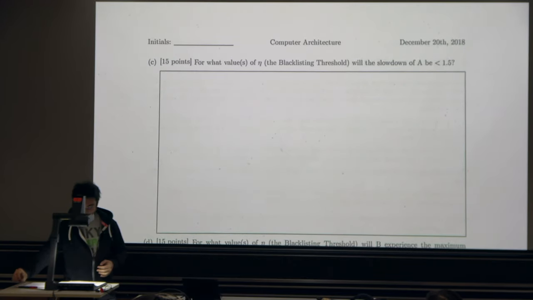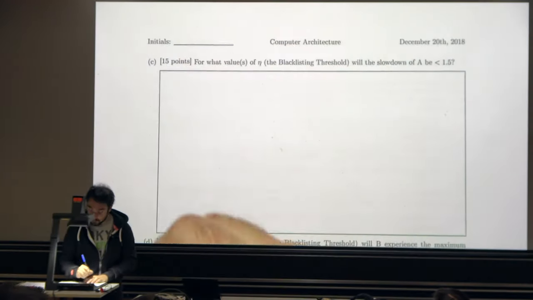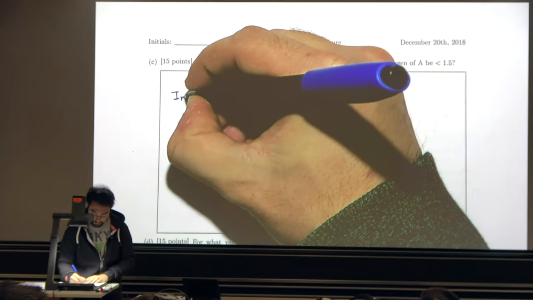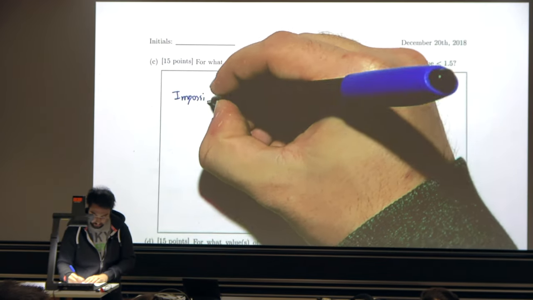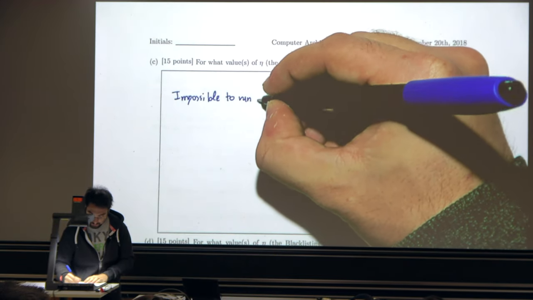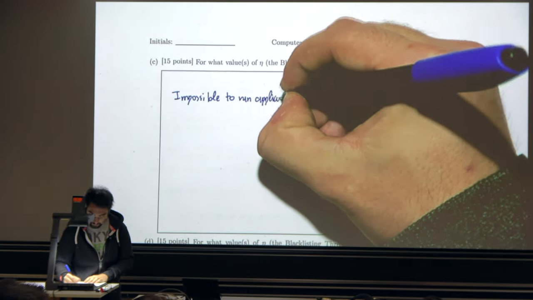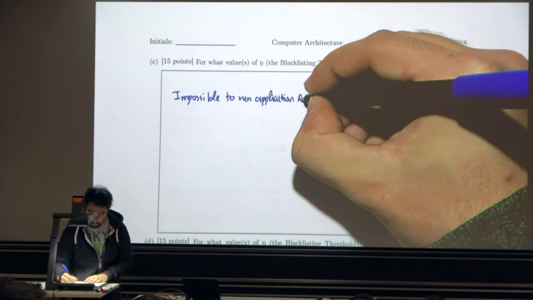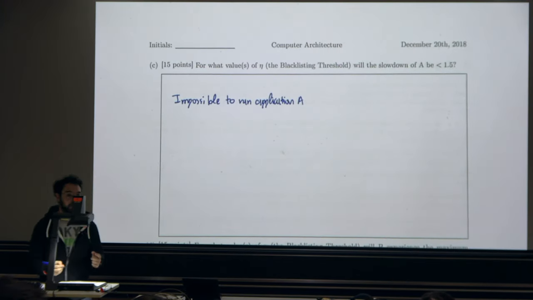This is impossible. If you check out the patterns, it's impossible to run application A without blacklisting it and blacklisting B.